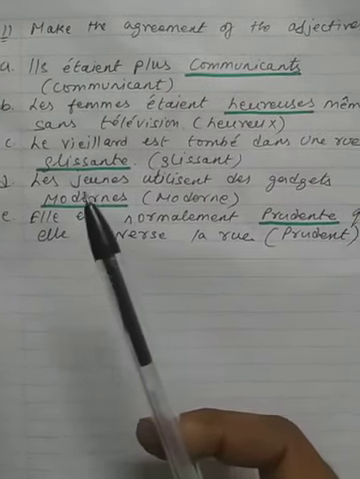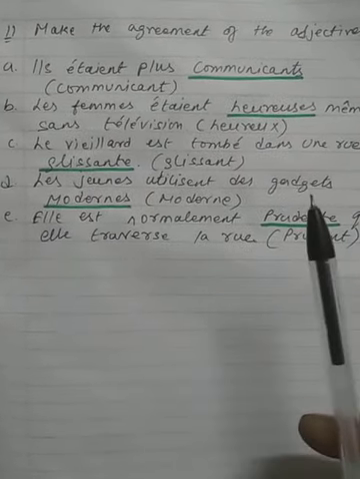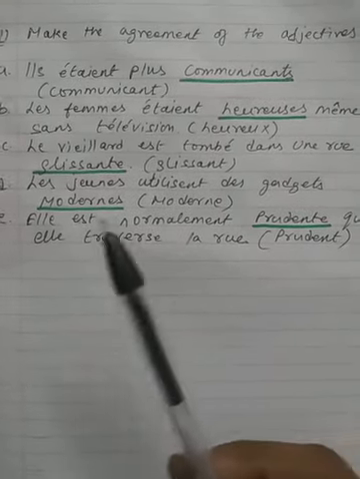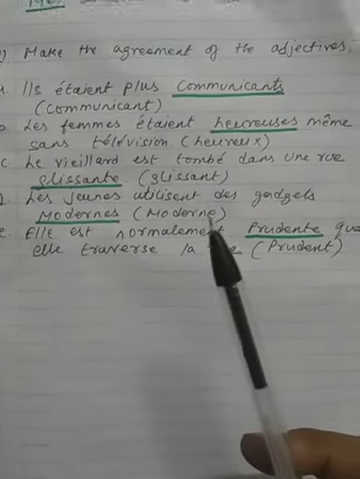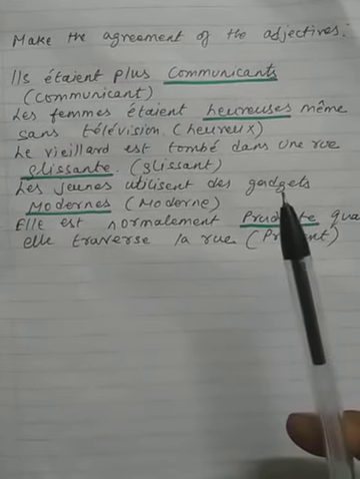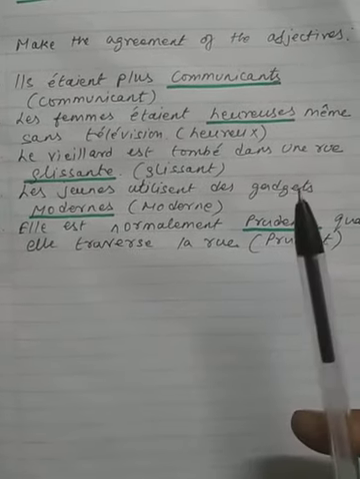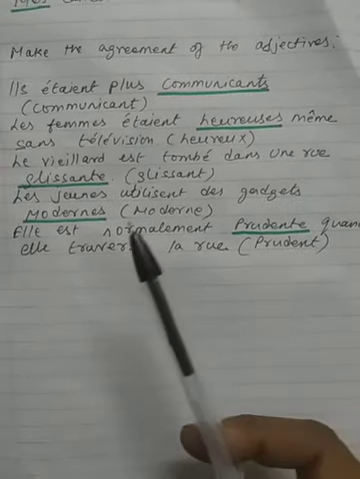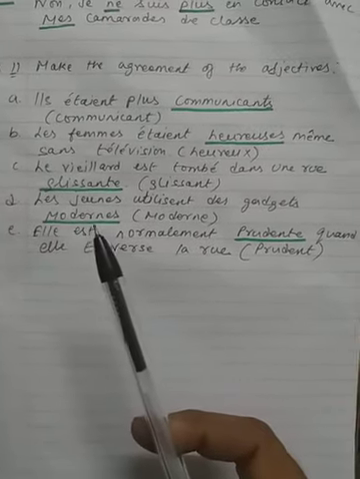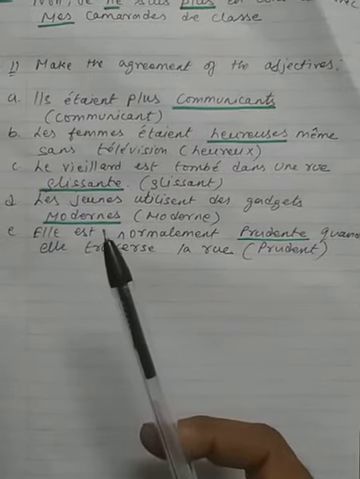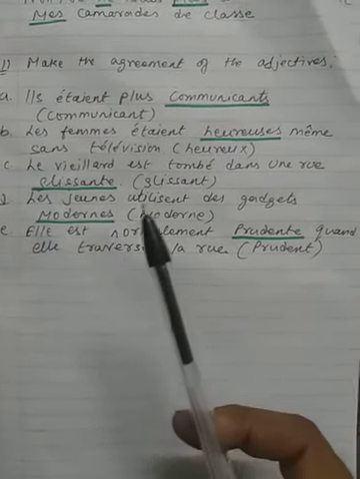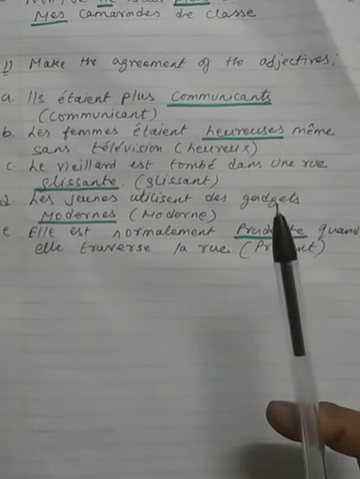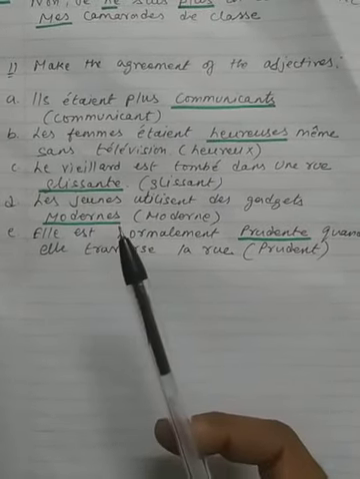Then fourth one. Le jeune utilise les gadgets modernes. The youth uses the modern gadgets. Here you are describing the gadgets, not the young person. You are describing the noun gadgets, which is masculine plural. So add an s to the adjective modern. The noun you are describing is masculine plural. Just add one s. That's all.